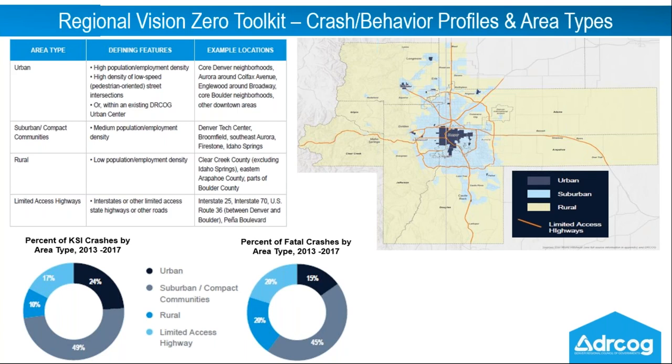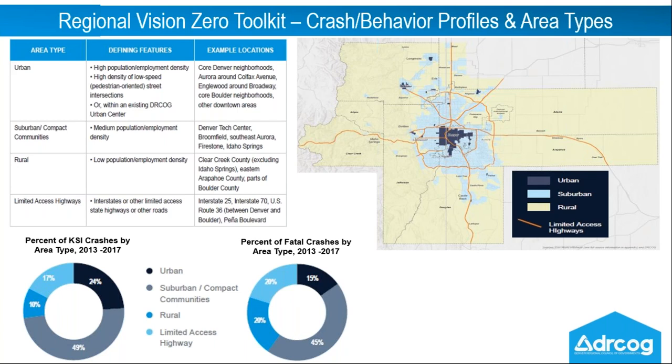On a regional scale, we know the region is very diverse from a land use perspective. Crashes in rural areas are very different than what we're seeing happen in crashes in downtown Denver. So one of the first things we did was develop four different area types: urban, suburban compact communities, rural, and limited access highways. We identified those using a variety of different data resources to reflect the different built environments in the region. If you look at the charts here, you can see how the KSI crashes and fatal crashes are different in each area type.